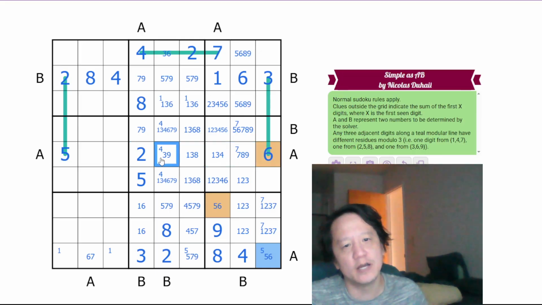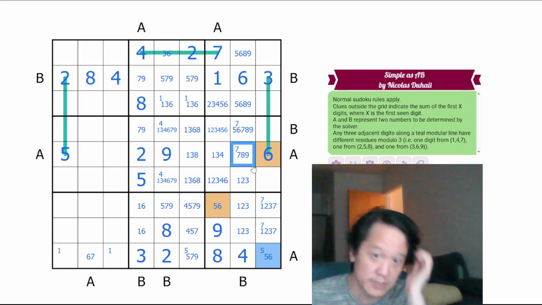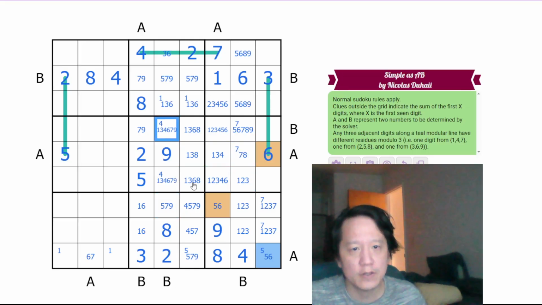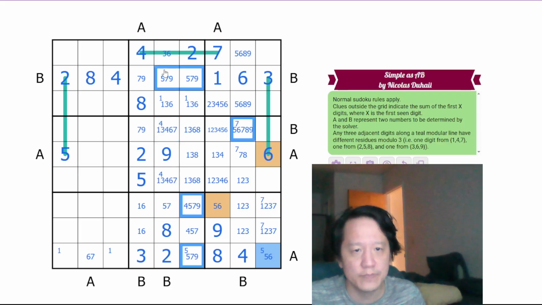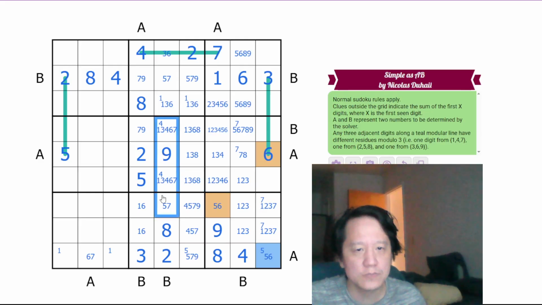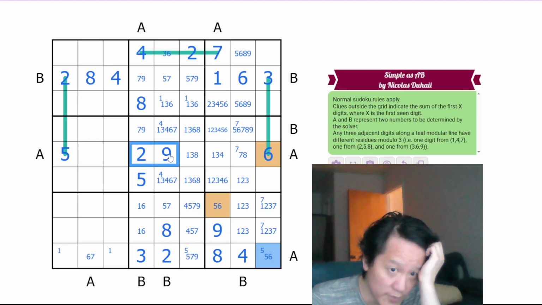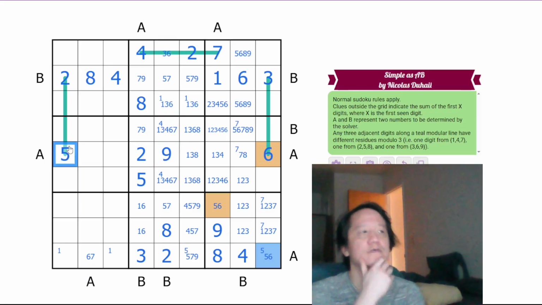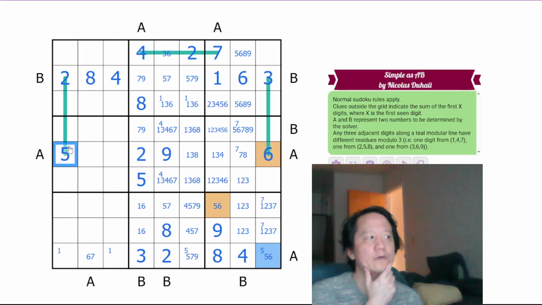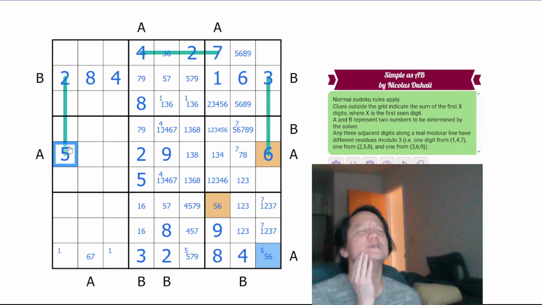So these are the overlap, which means it must add up to 11. So that means it's 2 and 9 there. That eliminates 9 in the rest of the column. These add up to 28. So we have 2, that's 11 plus 5. 11 plus 5 is 16. 28 minus 16 is 12.